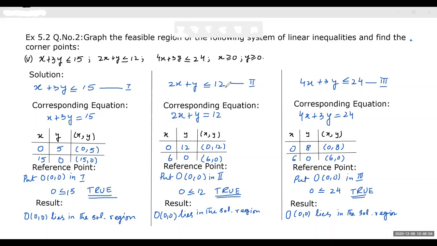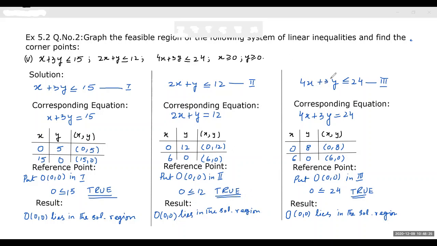For the second inequality, 2x plus y is less than or equal to 12, name it number 2. Its corresponding equation, x equals 0 gives y equals 12, x equals 6 gives y equals 0. Origin in inequality number 2 gives us 0 is less than or equal to 12, which is a true sentence. So origin lies in the solution region.